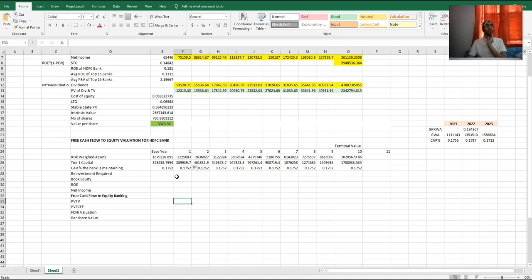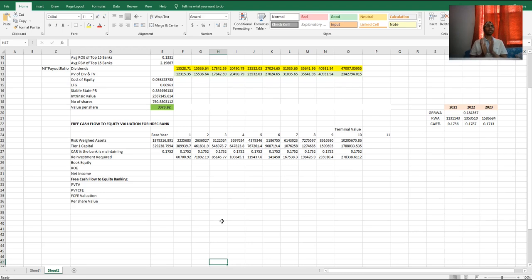So these are the numbers, friends. Tier 1 capital. These are all projections, right? Even the base year is a projection for us here. Therefore, the reinvestment required from year 1 to 10 is equal to increase in the required tier 1 capital. That is this year minus previous year. So we project it. Fantastic. We have got our reinvestment required numbers.